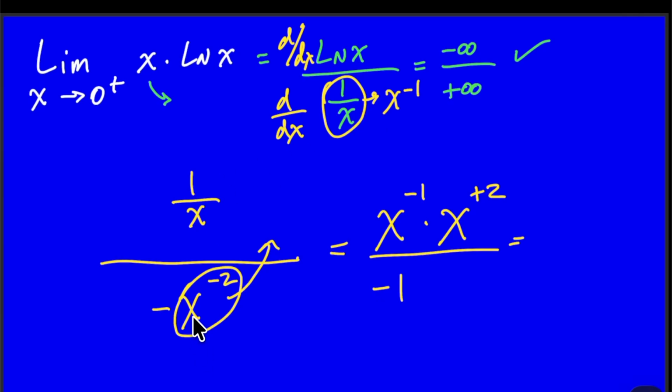Recall, when you bring a base and its exponent up or down, you change the sign of the exponent only. The negative 1 coefficient stays where it was originally. So now we're multiplying, the bases are the same, we keep the base and we add the exponents, and we have negative x to the first power. Now if you plug in 0, the limit ends up being 0.